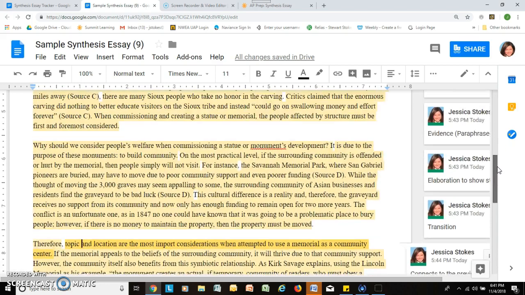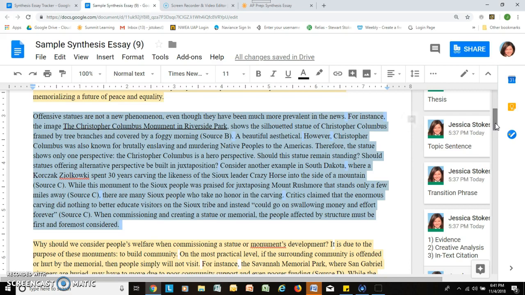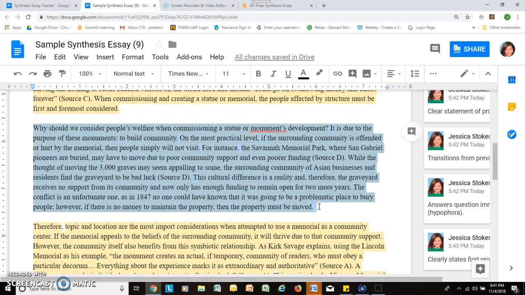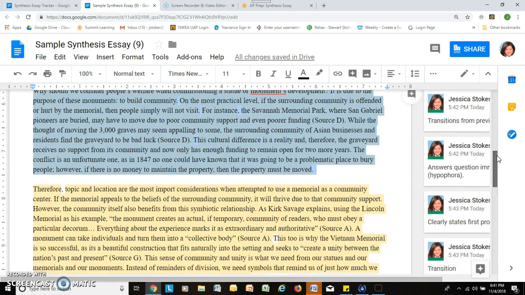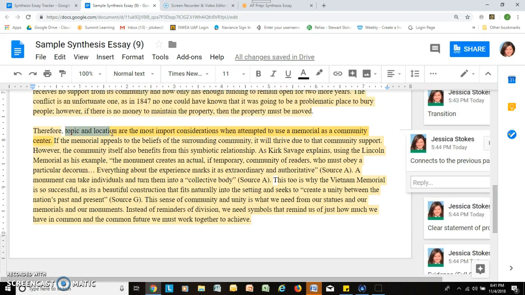So it's proven that topic is important. You don't want to have an offensive topic. And then it also says you don't want to have an offensive location. You want to please the people who surround the monument or memorial. And therefore, it's taking the two things that have been proven and stating that these are the most important things to consider when developing a memorial.